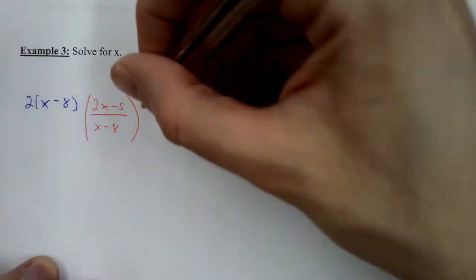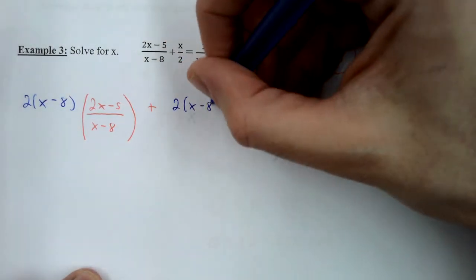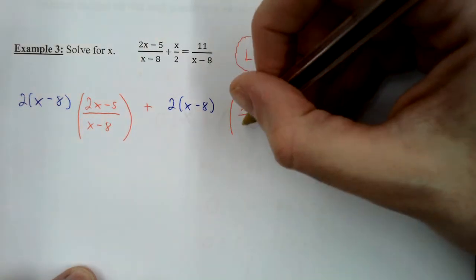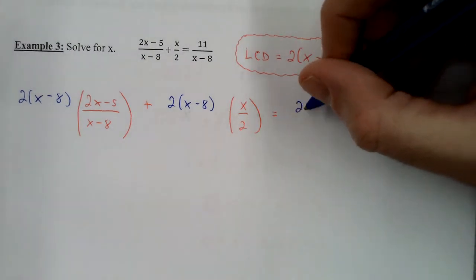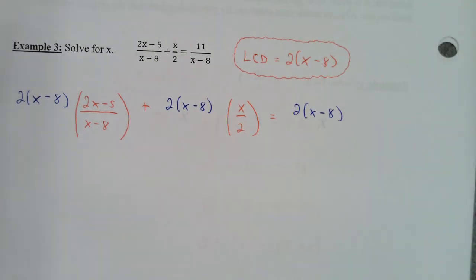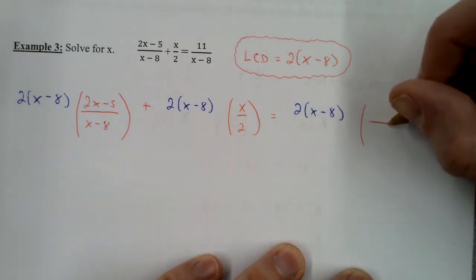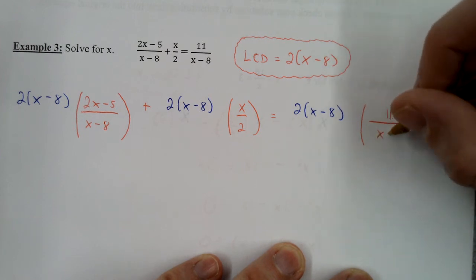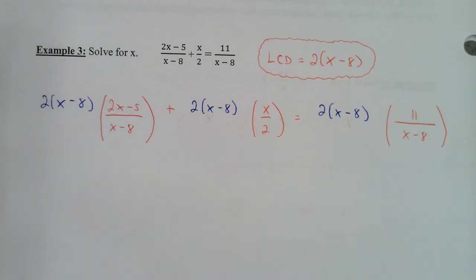Plus LCD times the second term, equals the LCD times the final term. So far, all I did was multiply the LCD by every term.